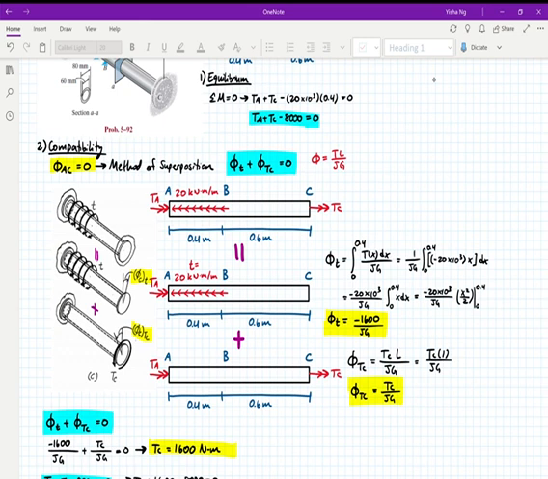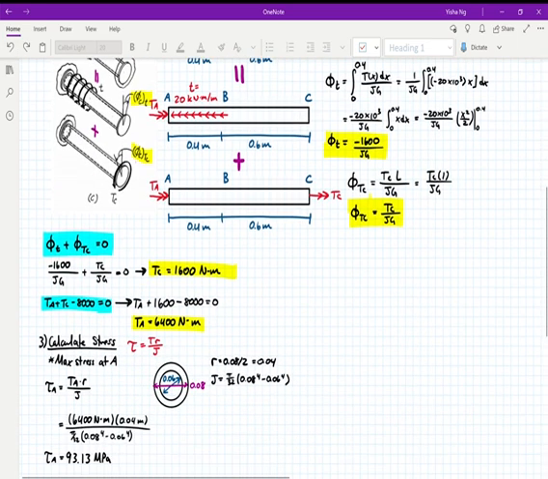So we have angle of twist due to TC is equal to TC times the length of the whole beam over JG. The length of the whole beam is 1 meter, so we're going to plug that in. We get that angle of twist due to TC is equal to TC over JG. Now we're going to pull this equation from the top down here and plug in those values that we just found. So negative 1600 over JG plus TC over JG is equal to 0.